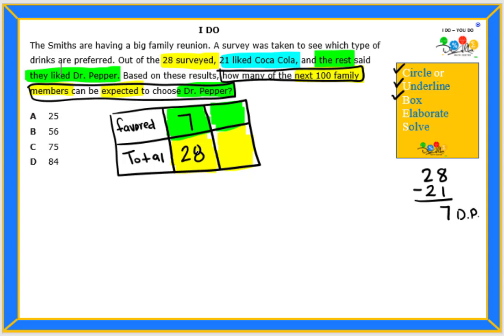Now, in my question it says, how many of the next 100 family members? So now our total is going to be 100 family members. And we want to know how many of those 100 family members will choose Dr. Pepper. So we're going to use this proportion to solve. I can use my information here to set up the proportion, and I have 7 over 28 equals x over 100.